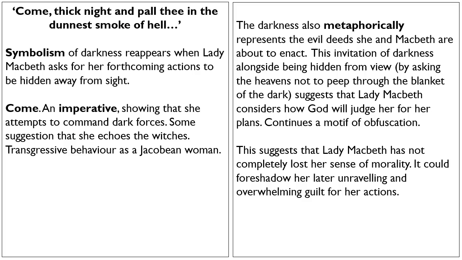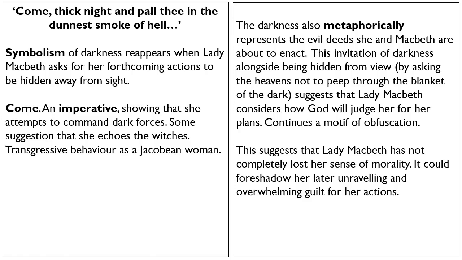So the symbolism here of darkness is really important. She asks for her actions to be hidden from sight, very similar to what Macbeth asks for when he says, "Stars, hide your fires." Now, come is an imperative. It shows that she's trying to control the dark forces. There's some suggestion that there are echoes of the witches here. Now, this is transgressive behaviour for a Jacobean woman, so she would immediately be seen as other by the audience.